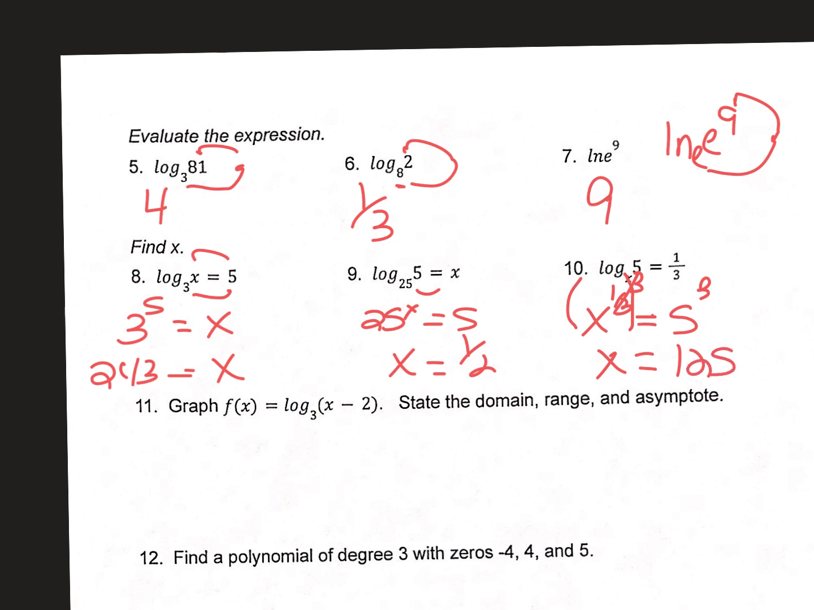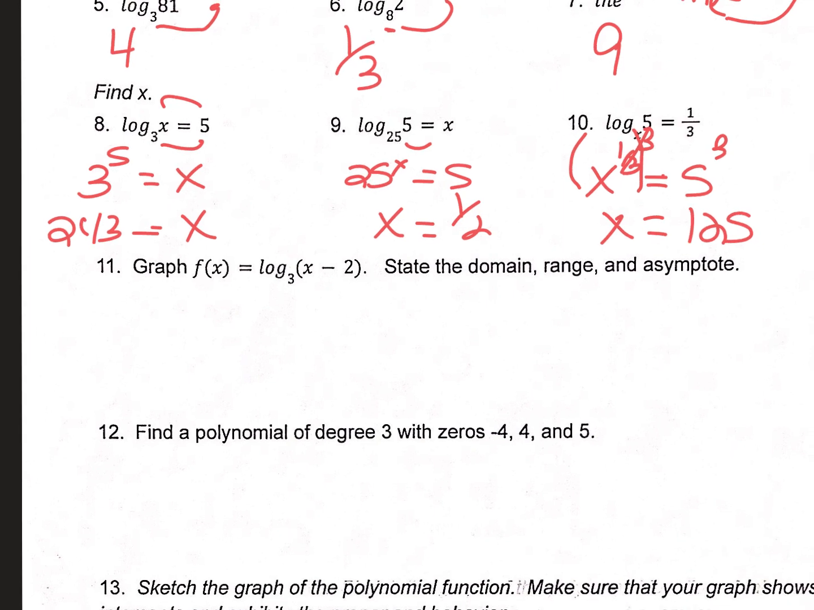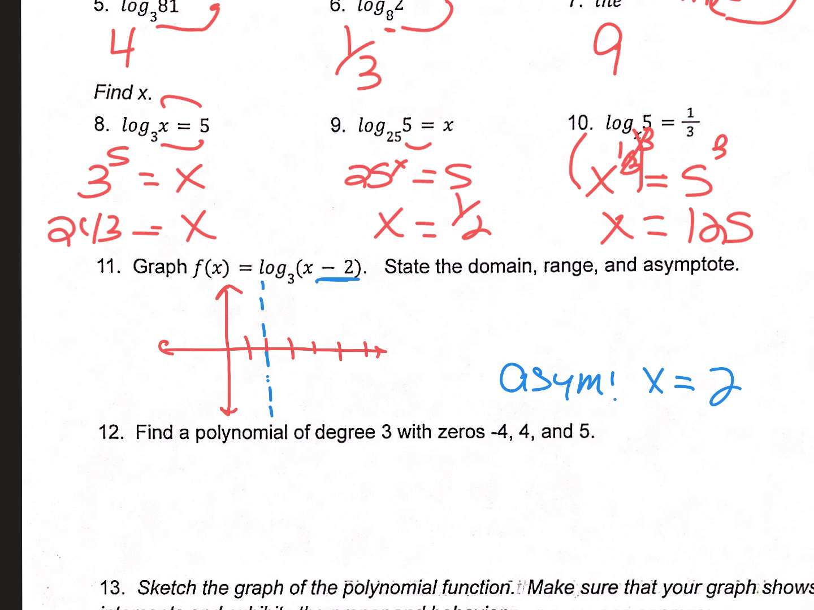Number 11, graph a log. All right, when you graph a log, you've got to freehand this, freehand on your test also. Remember, a log is the inverse of an exponential function. So when we did exponent graphs the other day, the x-axis was always the asymptote. If you're doing a log graph, the y-axis is the asymptote, but it's been shifted right 2, which means my asymptote is going to be going through 2. Okay, there's the asymptote. My asymptote is x equals 2, because it got shifted 2.